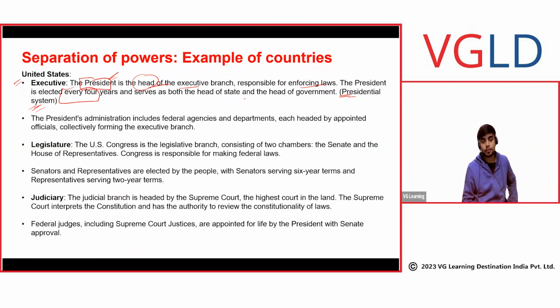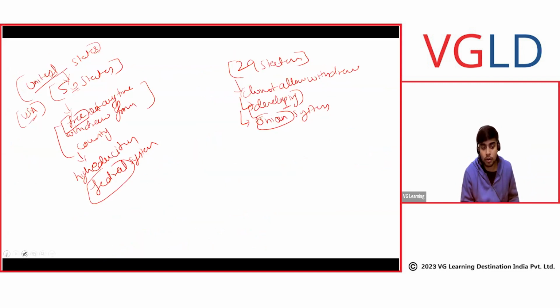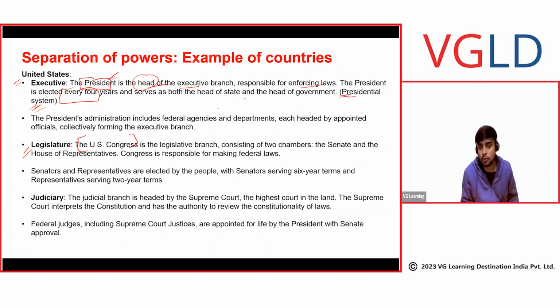Now the legislature part is somewhat similar. This is called the US Congress, and it has two houses. One is called the Senate, and the second is called the House of Representatives. Congress is responsible for making federal law, basically the government laws. The senators and representatives are elected by the people. Senators serve 6 year terms, and the representatives serve 2 year terms. These can vary. I'm not sure, I picked this from the internet, so just for your information, this term period could be different. The purpose of the legislature is the same, basically making the law.